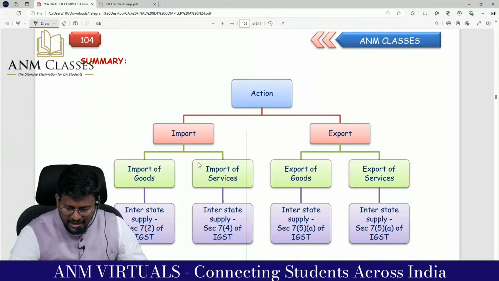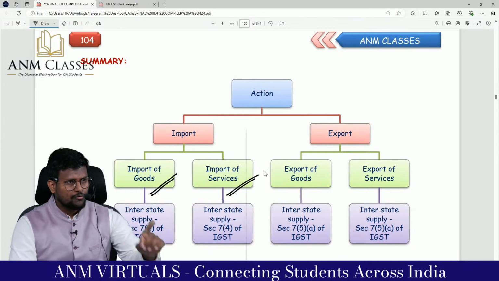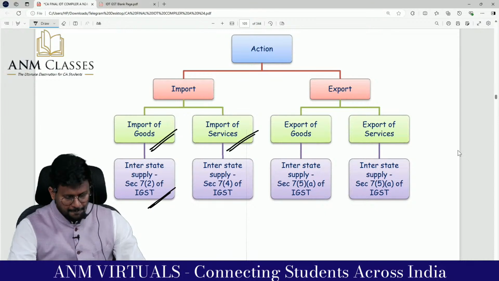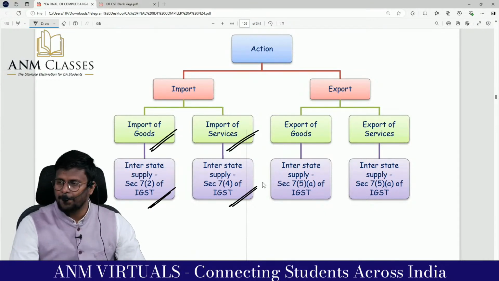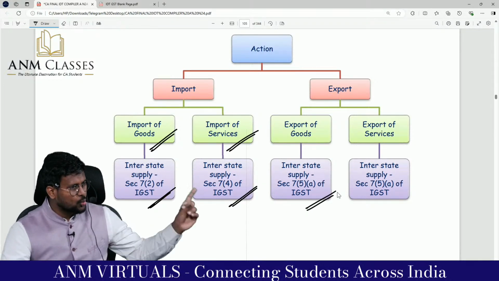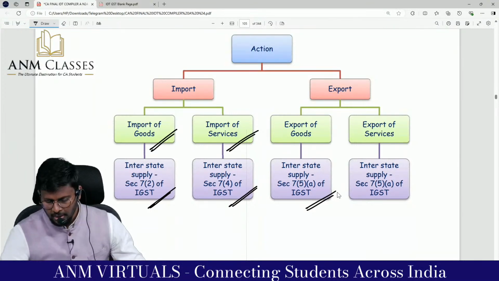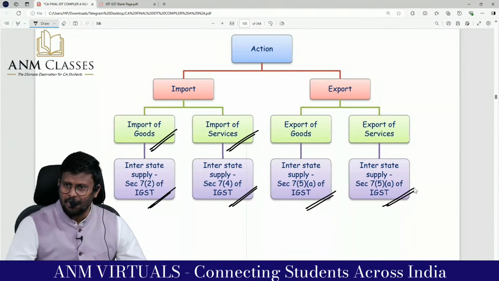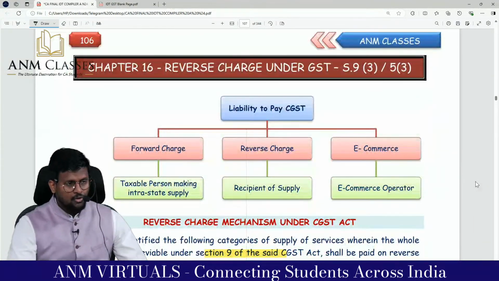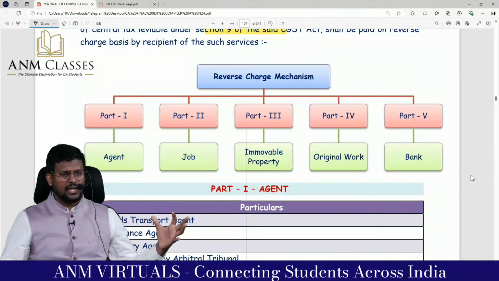So you may either import or export. Import of goods is an interstate supply as per section 7 subsection 2 of the IGST Act. Import of service is also an interstate supply as per section 7 subsection 4. If you are exporting goods, it is an interstate supply as per section 7 subsection 5 clause A. Export of service is also an interstate supply as per section 7 subsection 5. Are you comfortable? We have notification 13/2017 (Central Tax Rate) on RCM, which we classify into 5 categories.